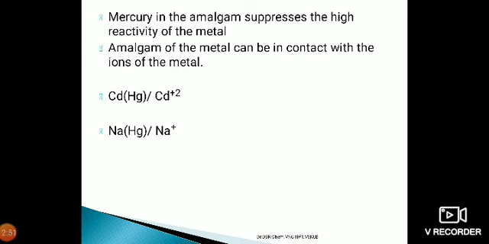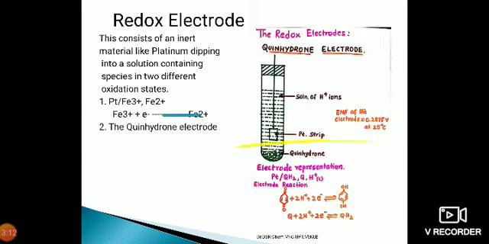Representation: Cd(Hg) bar Cd2+, that indicates cadmium amalgam placed in contact with cadmium ions. Like the sodium amalgam, Na(Hg) bar Na+, that represents sodium amalgam. So sodium amalgam is in contact with sodium ions. This is another type of reference electrode which we call a redox electrode, where both oxidation and reduction reactions take place simultaneously.